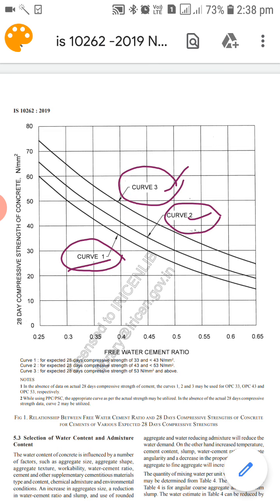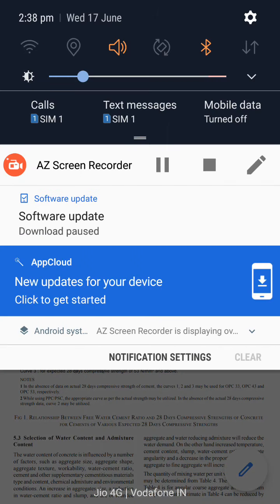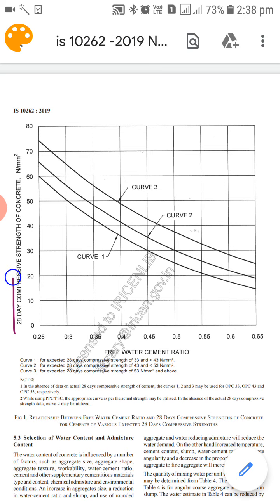And on the y-axis is the 28-day compressive strength of the concrete. This is nothing but the grade of the concrete given in the question. For us in the present question, the grade of concrete given is M40, so this 28-day compressive strength, that is fck, will be 40. The OPC given in the question is 43, so I'll choose curve 2.